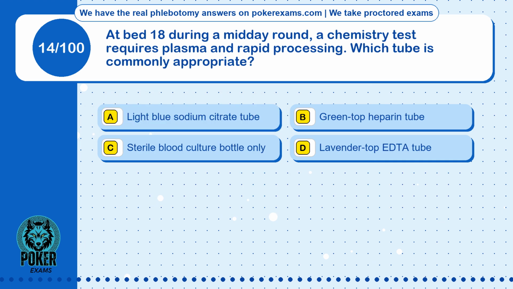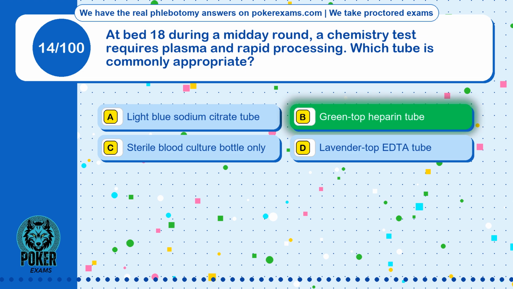Question 14. At bed 18 during a midday round, a chemistry test requires plasma and rapid processing. Which tube is commonly appropriate? Option A, light blue sodium citrate tube. Option B, green top heparin tube. Option C, sterile blood culture bottle only. Option D, lavender top EDTA tube.